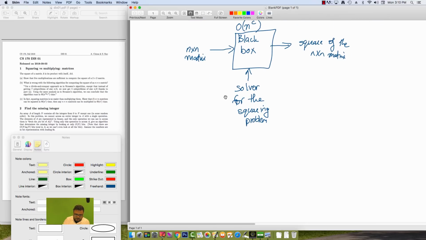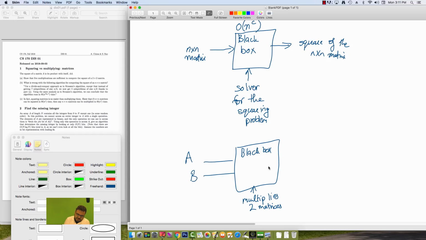Now what you need to do is build a black box which multiplies two matrices. So it takes in a matrix A and a matrix B, and it returns A times B. Again, A is n cross n and B is n cross n. And you need to make this black box also run in O(n)^c time. So this is what you are given, and this black box is what you need to create.